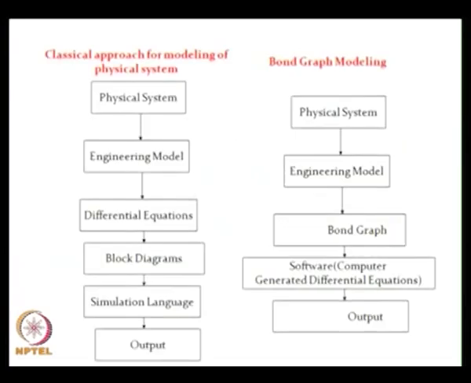In this diagram I explained the difference between the conventional way of modeling and Bondgraph modeling. Here basically we do not go for the differential equations, instead we directly go for the Bondgraph model. Directly from the physical system we develop an engineering model and then convert that into a Bondgraph, and then we can use standard software for simulation. That is the main difference between Bondgraph and the classical approach.